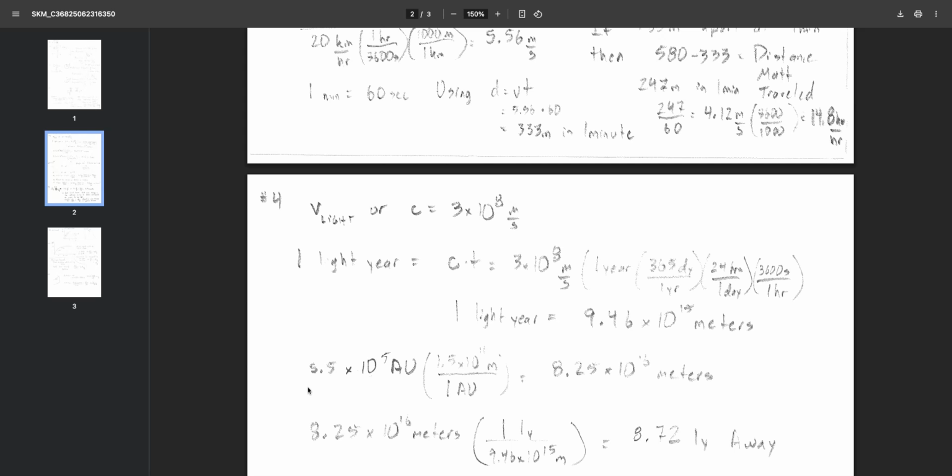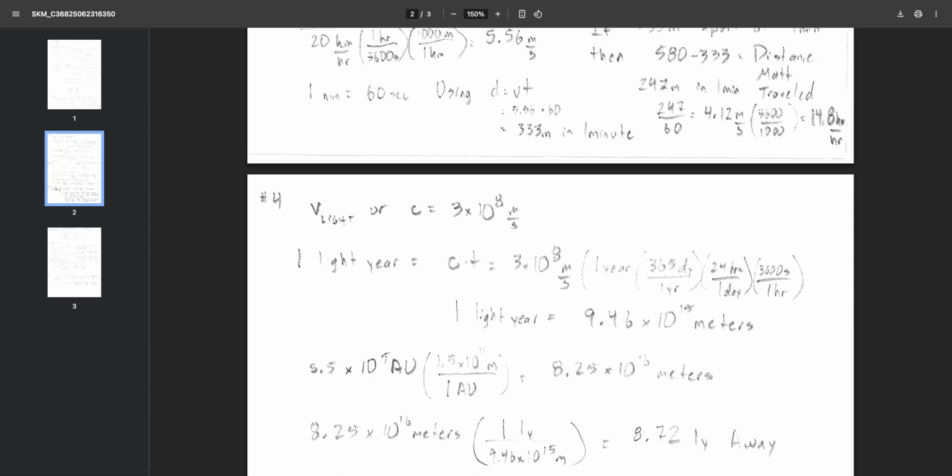So 5.5 times 10 to the 5th AUs is essentially, why did I convert that? Oh, because I needed to turn that into meters. So 1.5 times 10 to the 11th, they gave us that. And that gives us 8.25 times 10 to the 16th meters.